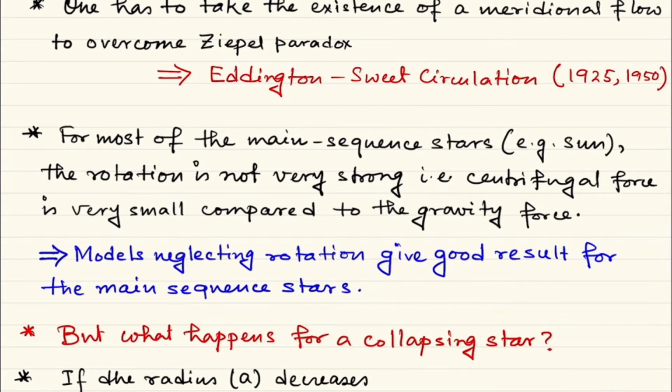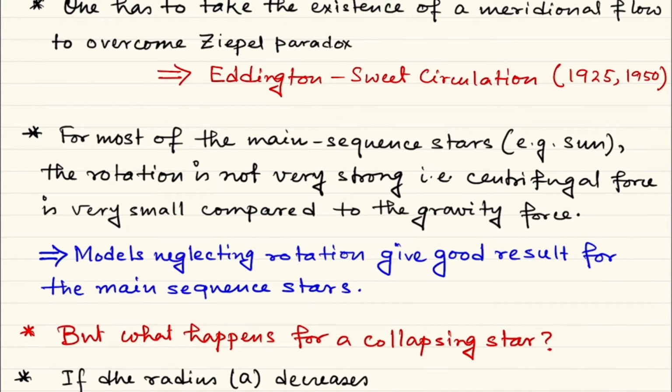But coming back to the very fundamental question, is it true that for all stars the effect of rotation is important at all? Well, the answer is tricky. For most of the main sequence stars, for example the Sun, the rotation is actually not very strong. And when we say the rotation is not very strong, what is the meaning of that?